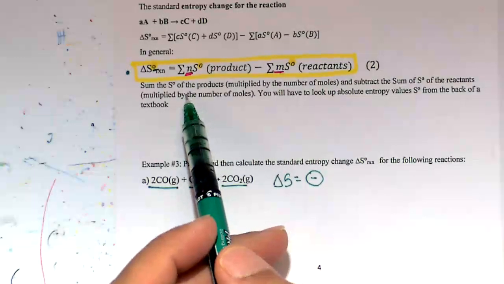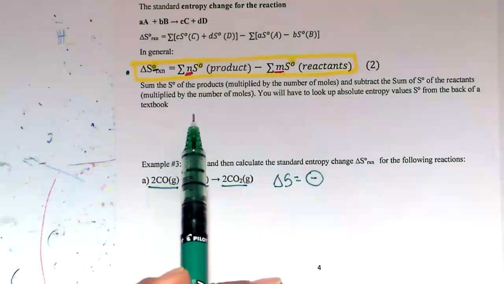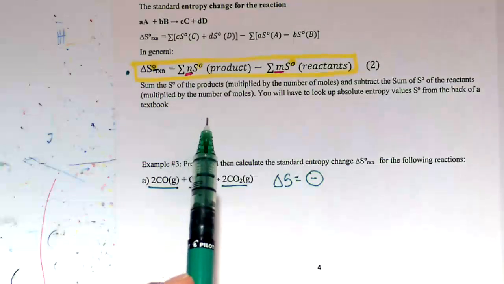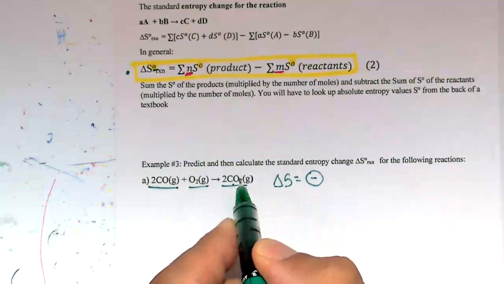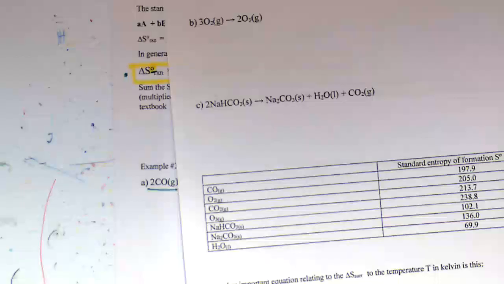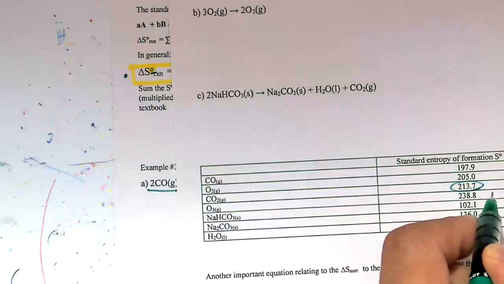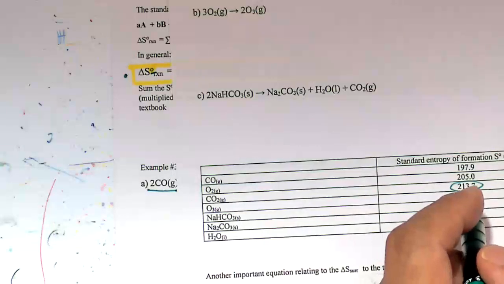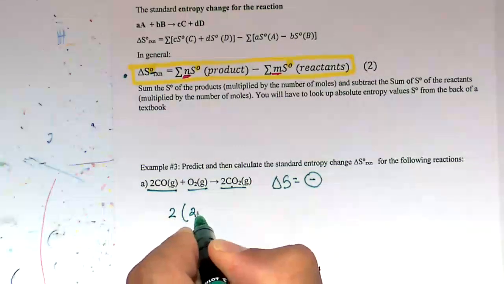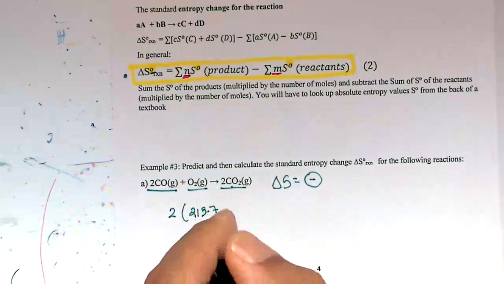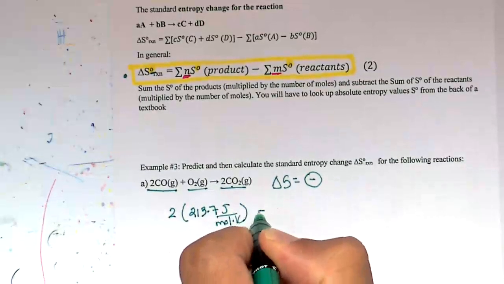It's sum of the products minus sum of the reactants. We have a product here, 2 CO2 gas. Let's look up CO2 gas here. It's 213.7. That's for 1 mole. But how many moles do we have in the problem? So it'll be 2 times 213.7 joules over mole Kelvin.